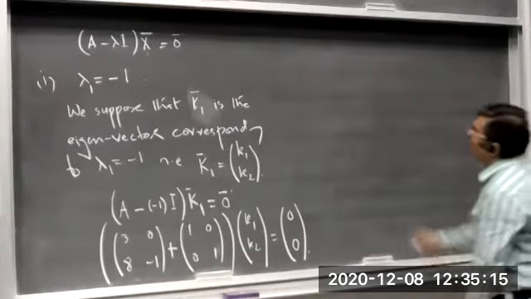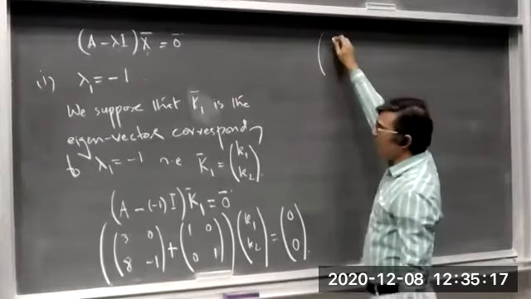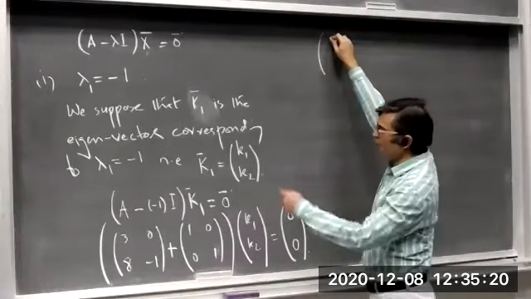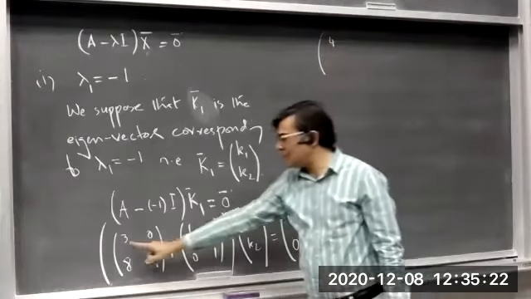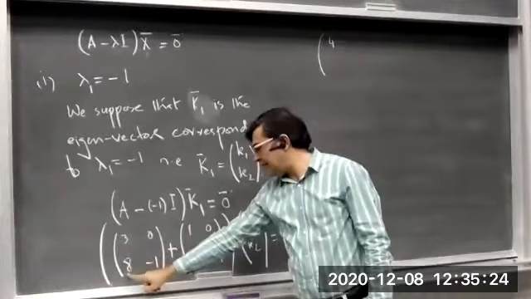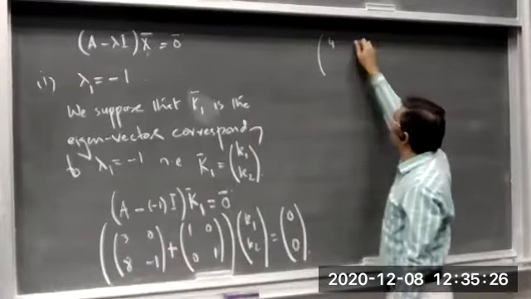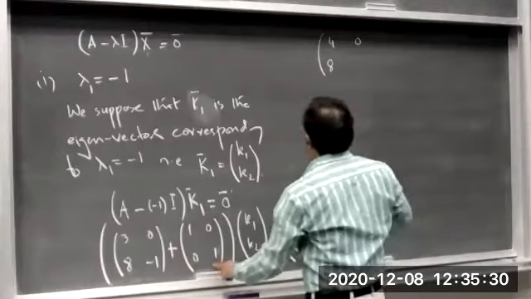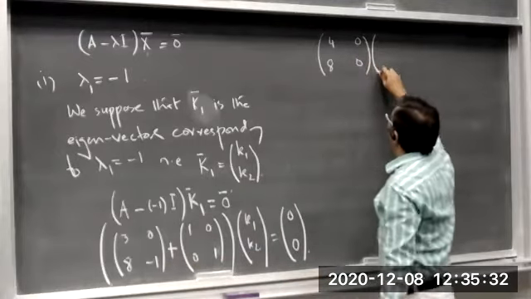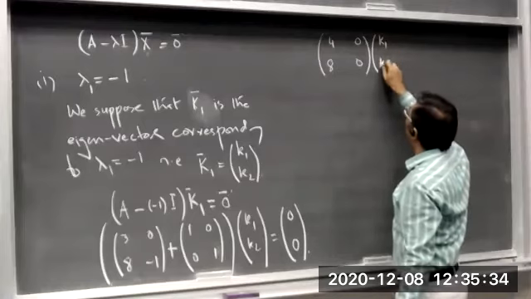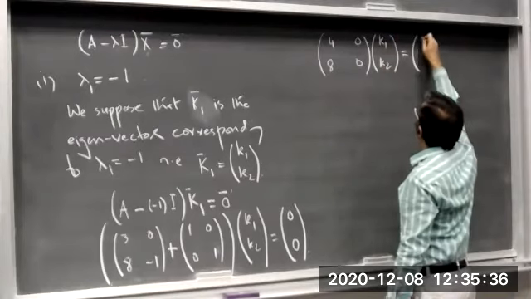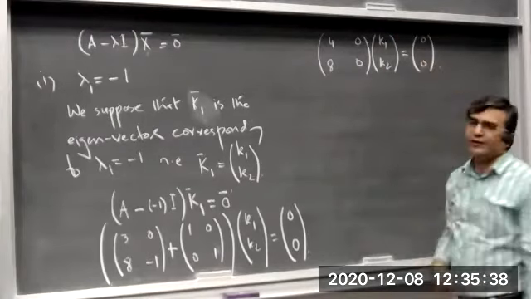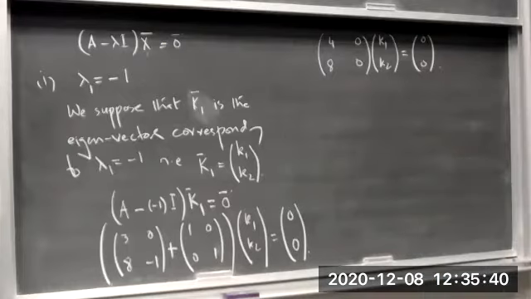Now, after solving this, what do we obtain here? We obtain 3 plus 1 is 4, 0, 8, and minus 1 plus 1 is 0 again here. And we obtain k1, k2 is equal to 0, 0. Now, this is your homogeneous linear system, and we need to solve it now.